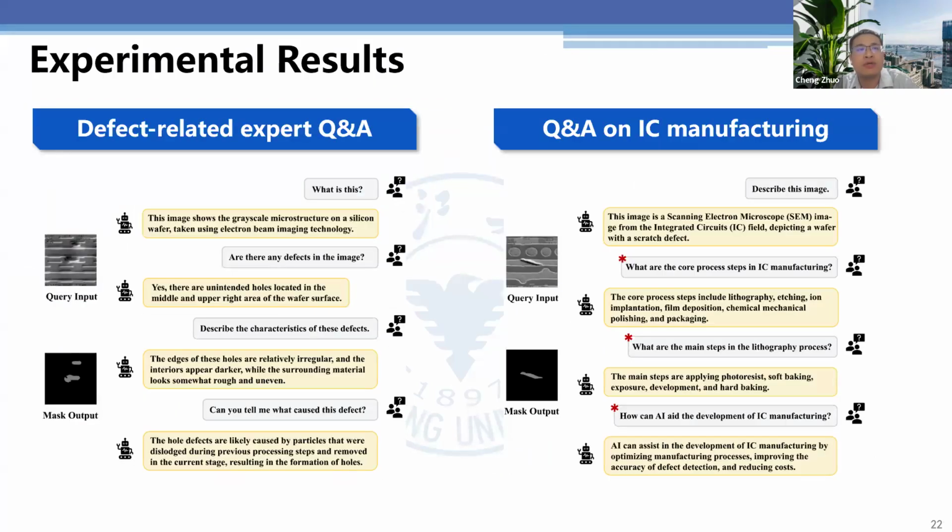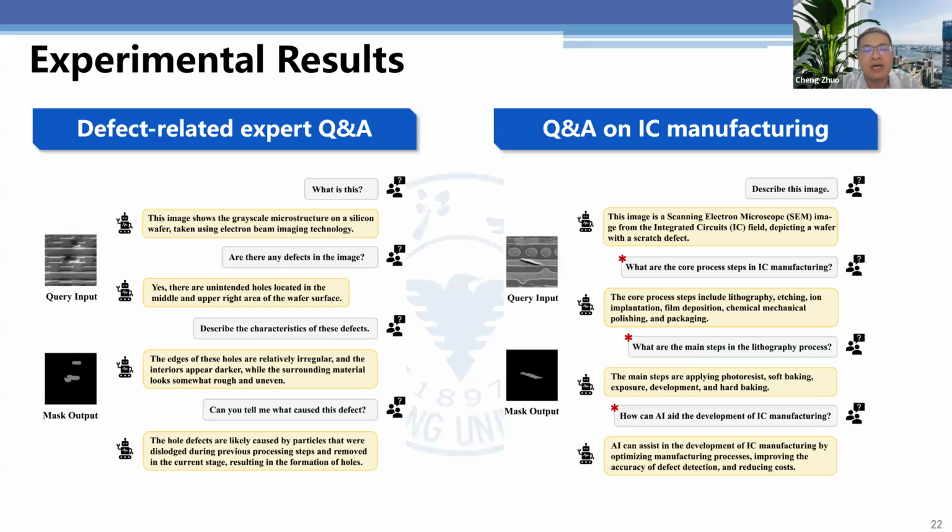So I want to show some results on the algorithm side. First is some Q&A. As you can see on the left, we have some defect-related expert Q&A. For example, we give FabGPT the query input and ask questions like what is this defect, how does this defect look, and can you tell me the root cause of the defect? And FabGPT can give its answer very efficiently.